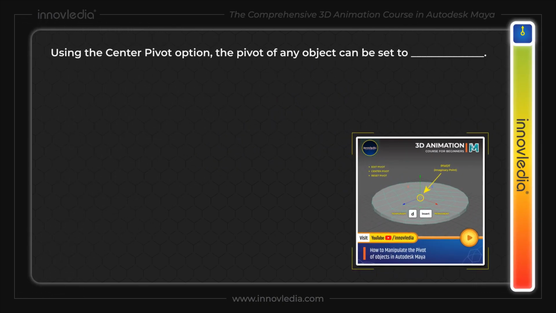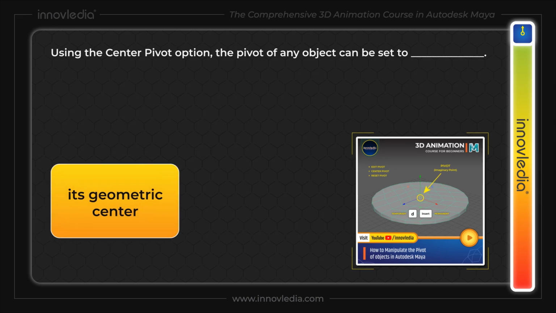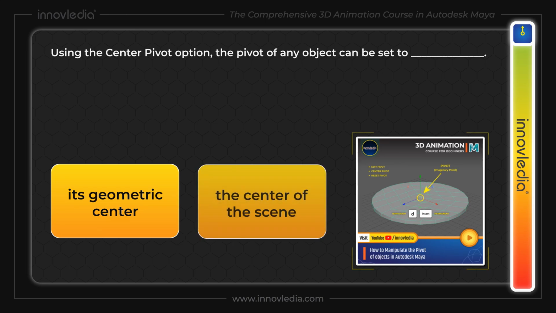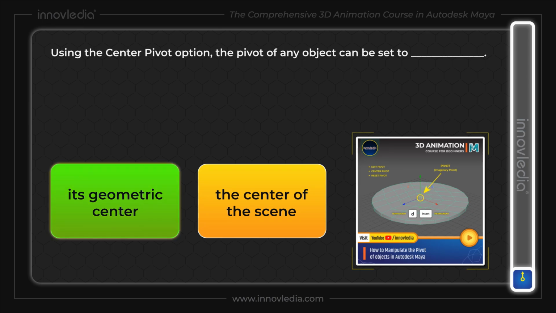Using the center pivot option, the pivot of any object can be set to dash. The options are its geometric center, the center of the scene. Your time starts now. And the correct answer is its geometric center.